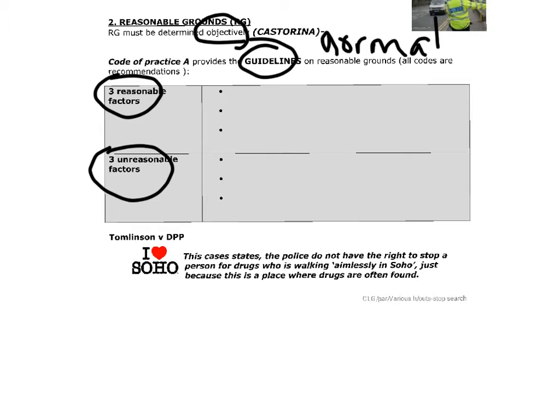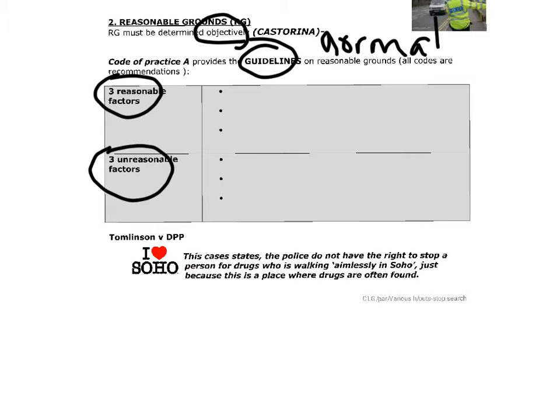And then finally, if you've got any weapons on you, that would obviously be a reasonable ground to stop and search you, because depending on what it is, you shouldn't have it in the first place. So yeah, any weapons would also indicate there would be a reasonable ground. So they're just a few examples of reasonable factors.